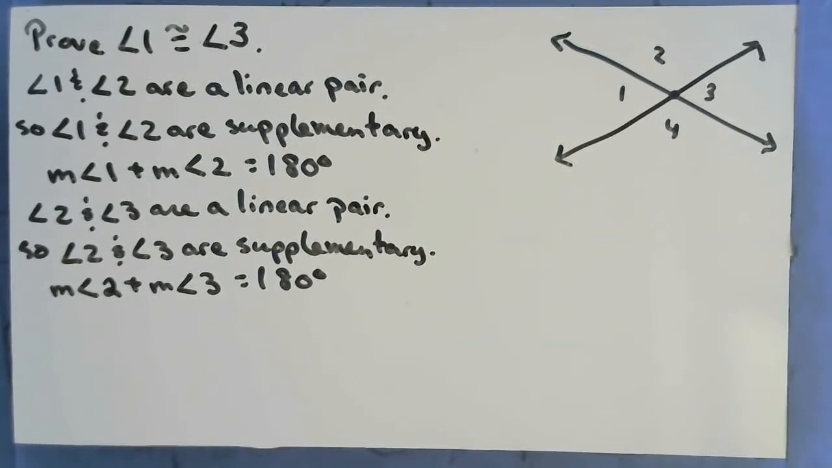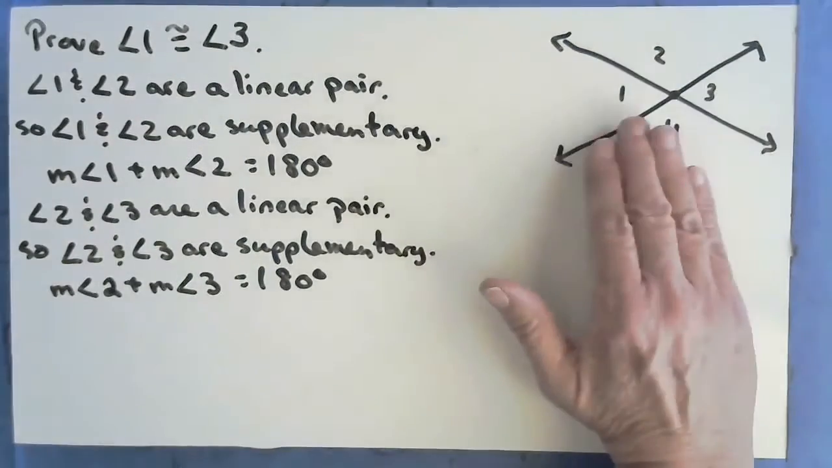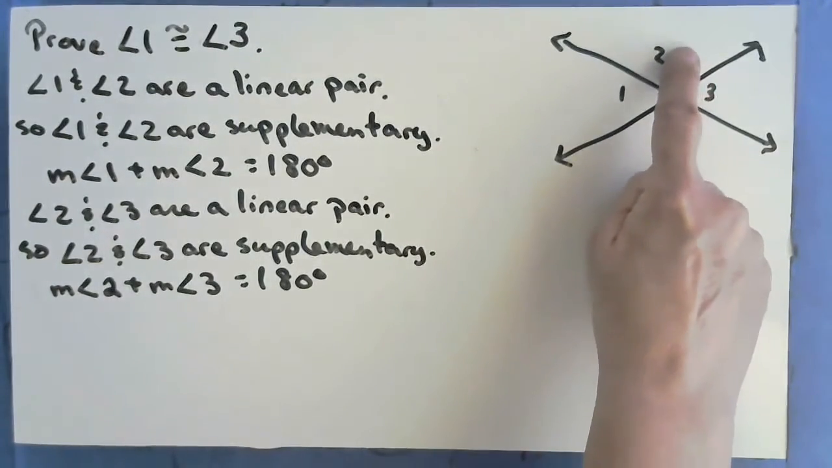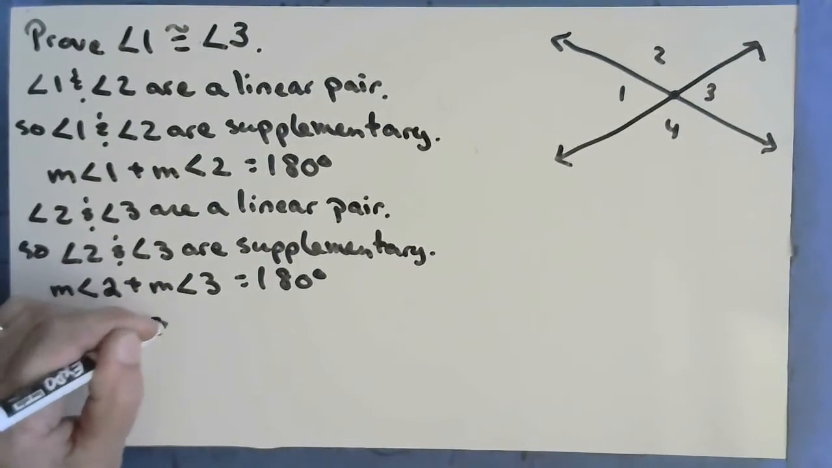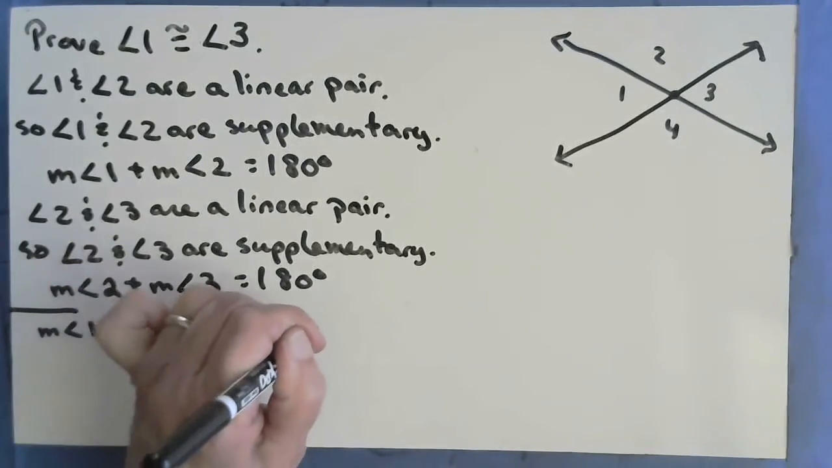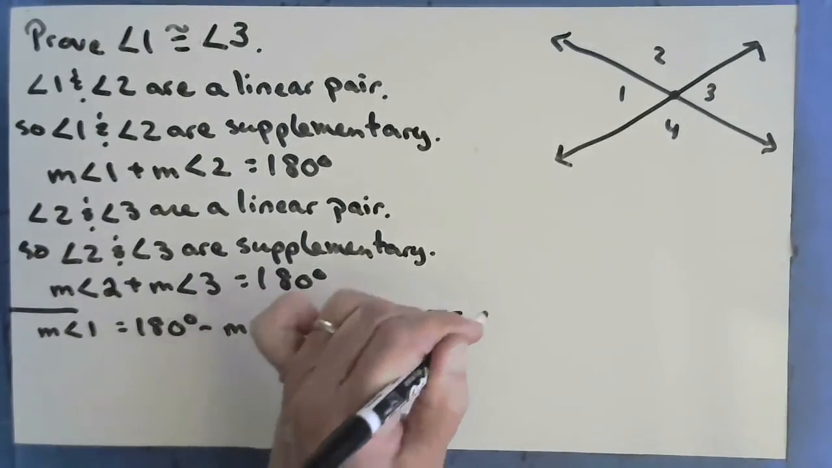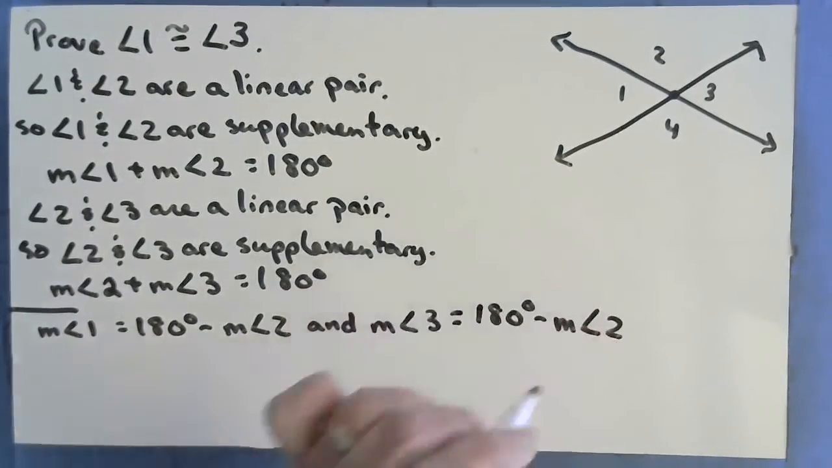Now we bring in a little bit of algebra. But the idea is these two angles add up to 180 degrees, and those two angles add up to 180 degrees. And they share that common angle, angle 2. So let's write this down. The measure of angle 1 is 180 degrees minus the measure of angle 2. And the measure of angle 3 is 180 degrees minus the measure of angle 2.